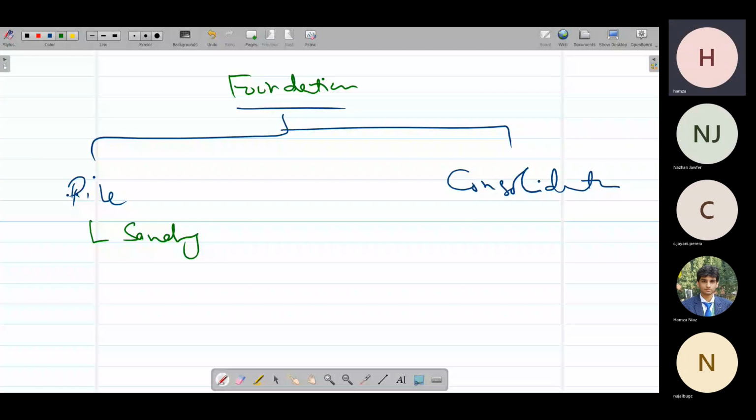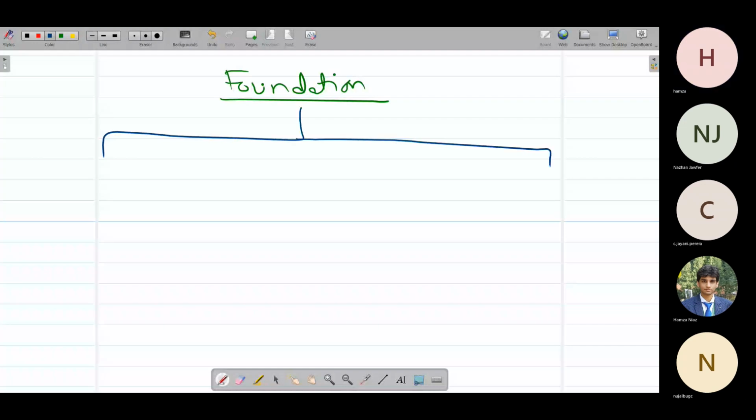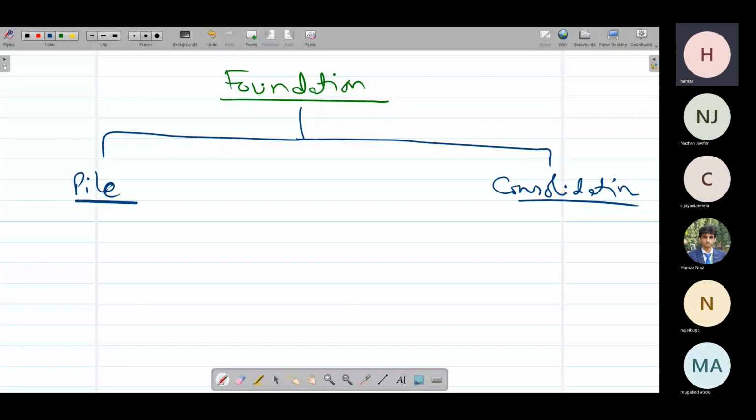Okay, sorry, there was some connection issue. So for the foundation part, for this course, for this subject, there are two parts: foundation and pavement. For this foundation part, we are going to discuss today. We have two topics to design. First is pile design, and the second one is from the chairman's side. It is consolidation settlement. So pile design is from Mustafa's side, and consolidation settlement is from the chairman's side.